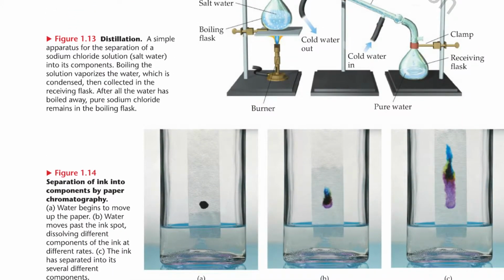Figure 1.14, Separation of ink into components by paper chromatography. A. Water begins to move up the paper. B. Water moves past the ink spot, dissolving different components of the ink at different rates. C. The ink has separated into several different components.